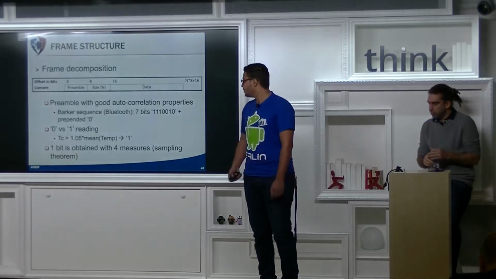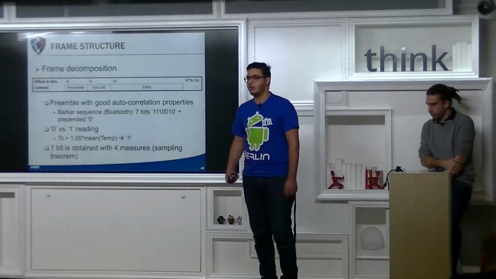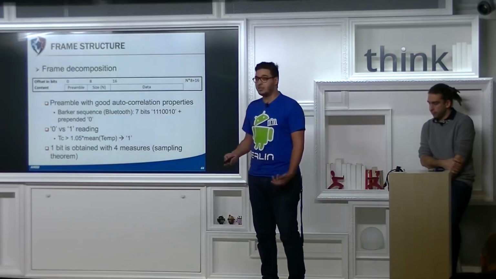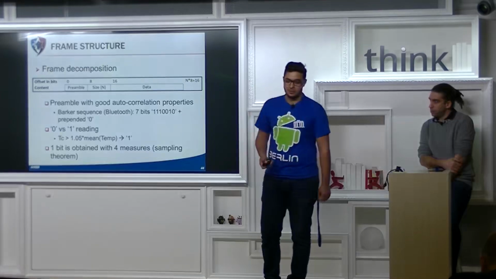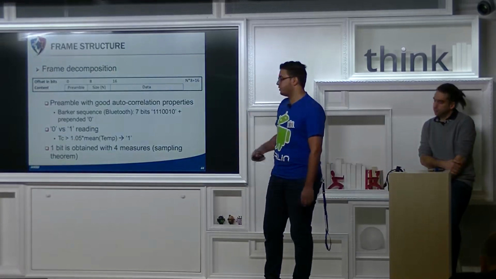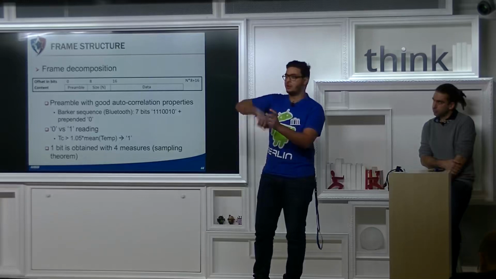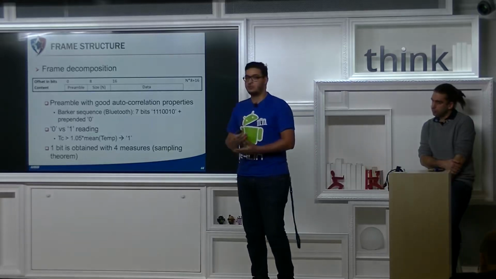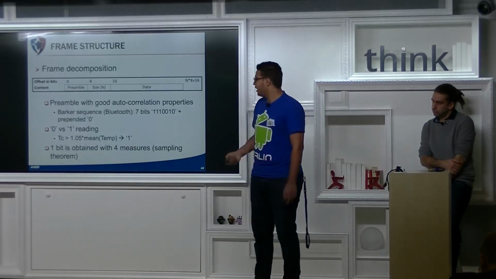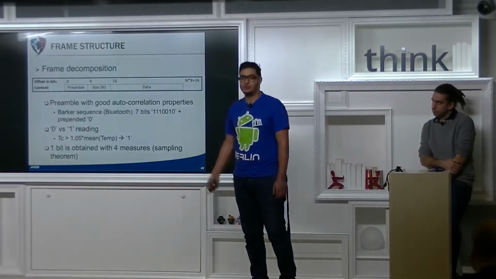So it's a 7-bit mask we've prepended with a zero in order to have 8 bits in our frame. We also defined the reading of a zero and a one based on the current reading temperature value. And we defined a mean temperature sequence in order to check if the signal is over this mean or below this mean, so that we can recover the zero and the one when it's generated. And for getting 1 bit, we need 4 measures, so this is based on the sampling theorem.